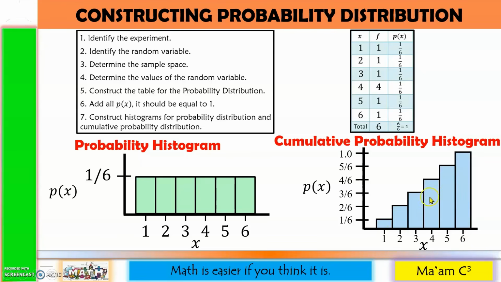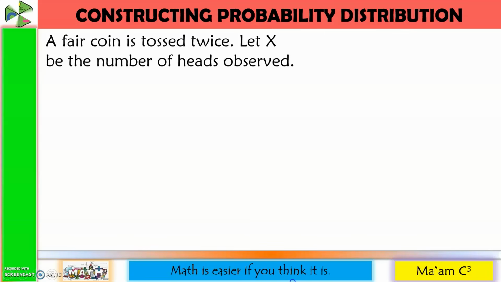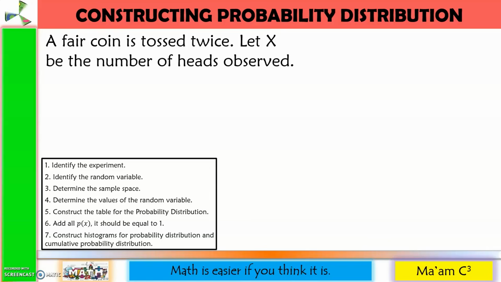It looks like a stair because this is cumulative. So we add up the probabilities. Another example, a fair coin is tossed twice. Let x be the number of heads observed. Again, here are the steps.